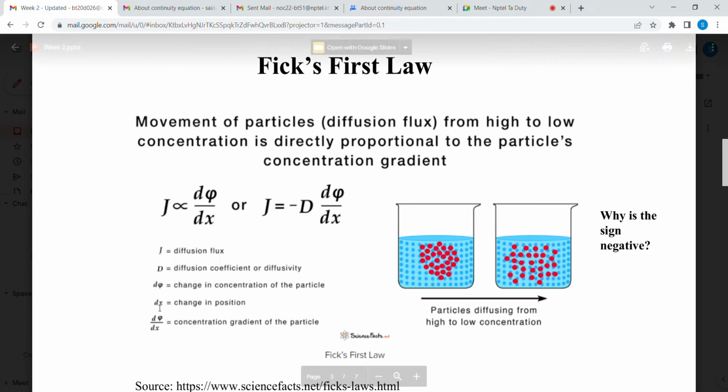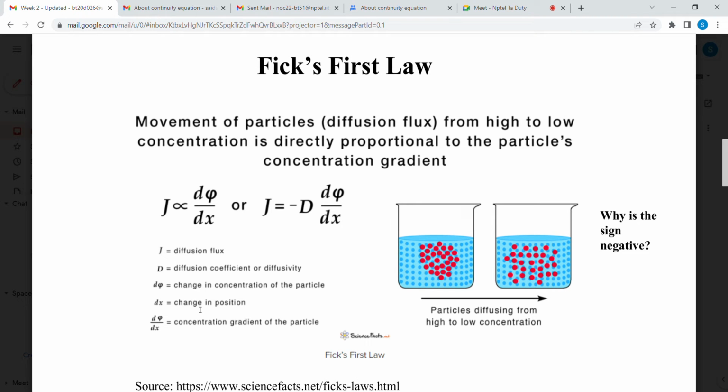So d phi is a change in the concentration of the particle, and dx is change in position. So d phi by dx is the concentration gradient of the particle. Let's put this d phi by dx in the context of our example. In the previous discussion, when I said that you just add a drop of ink and it starts to diffuse, at time t equal to 0, which is the time when you add the drop of ink, all the ink stays in one place, and thereby a concentration gradient is created.